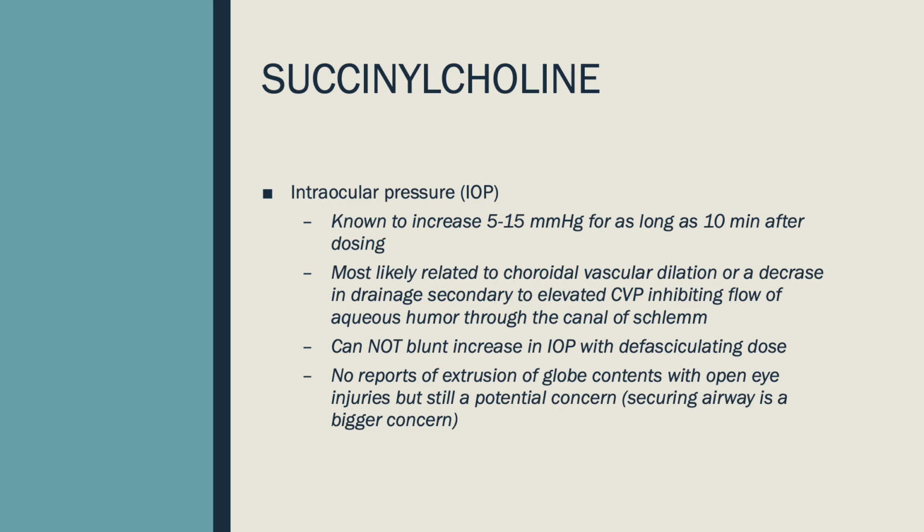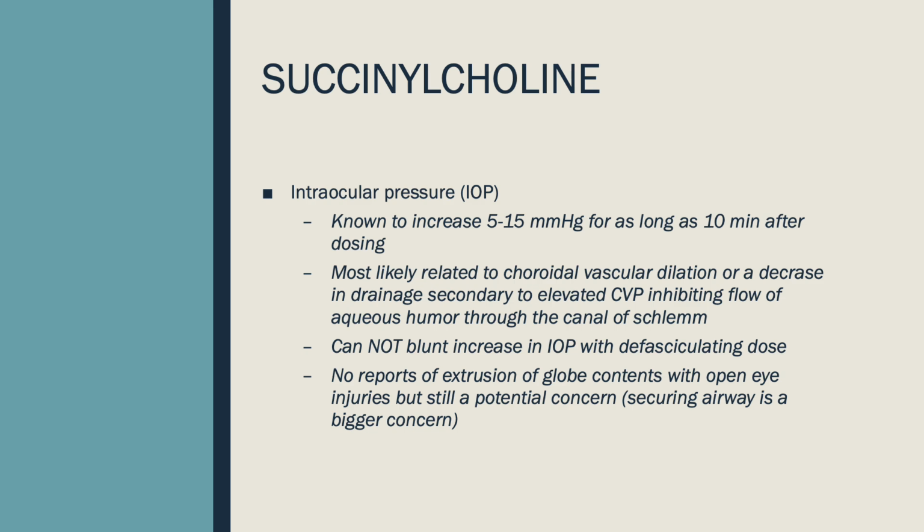I talked a little bit about the intracranial pressure, but succinylcholine can also increase intraocular pressure. This is somewhere in the range of 5 to 15 millimeters of mercury by up to about 10 to 15 minutes. This is related to the vascular dilation or potentially decreased drainage secondary to elevated CVP. And this can inhibit the flow of aqueous humor, and this is certainly good to note for someone who has elevated intraocular pressure. You have to remember, though, it cannot be blunted by using a defasciculating dose. This is very concerning with someone with a pre-existing eye condition.